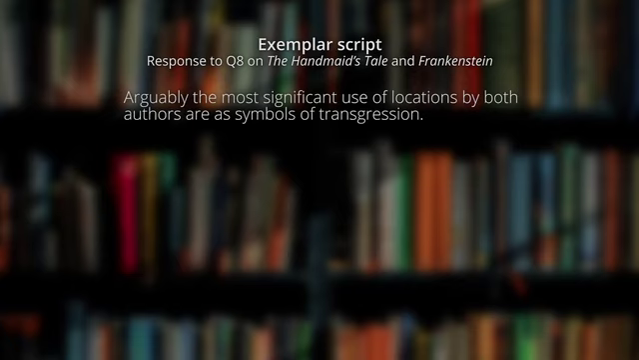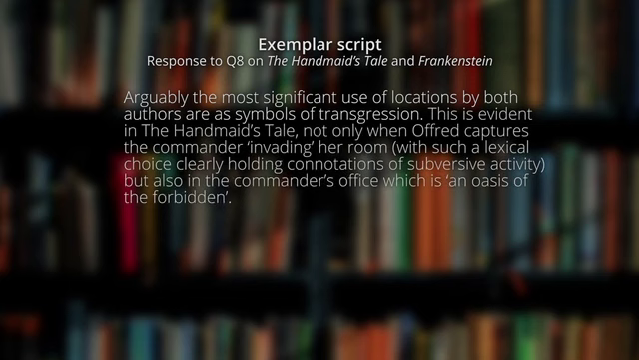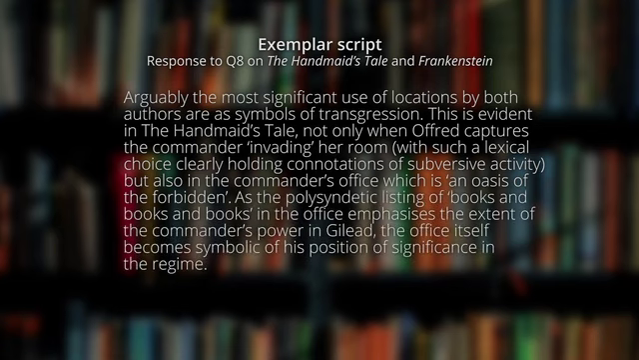Arguably, the most significant use of locations by both authors are as symbols of transgression. This is evident in The Handmaid's Tale, not only when Offred captures the commander invading her room, with such a lexical choice clearly holding connotations of subversive activity, but also in the commander's office, which is an oasis of the forbidden. As the polysyndetic listing of books and books and books in the office emphasises, the extent of the commander's power in Gilead, the office itself, becomes symbolic of his position of significance in the regime.